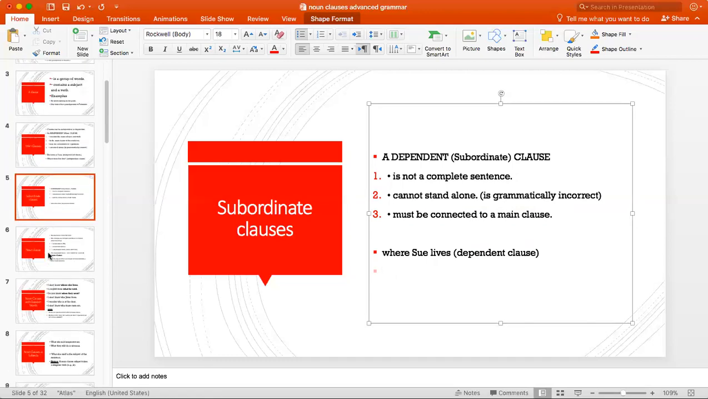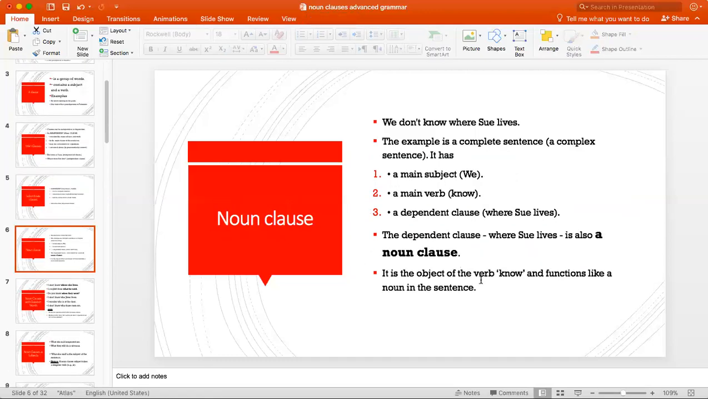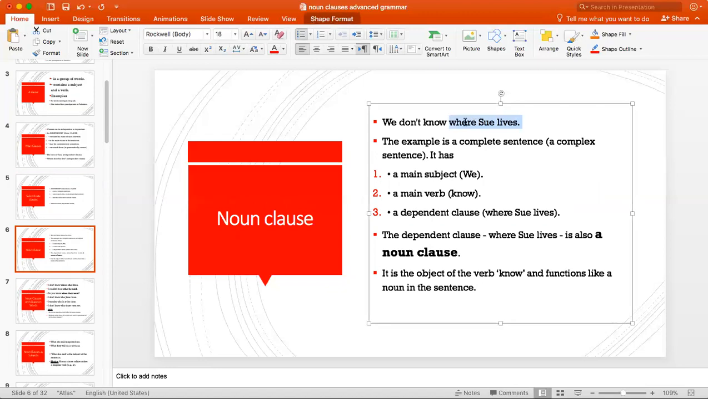It can't stand alone. Now, most importantly here, a noun clause, for example, look at this example. We don't know where Sue lives. So this where Sue lives is the noun clause we have here. And a noun clause is usually actually the dependent clause in a complex sentence.